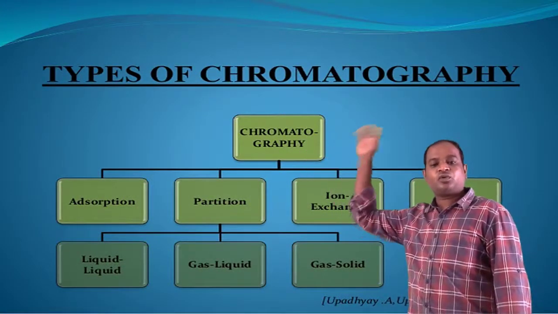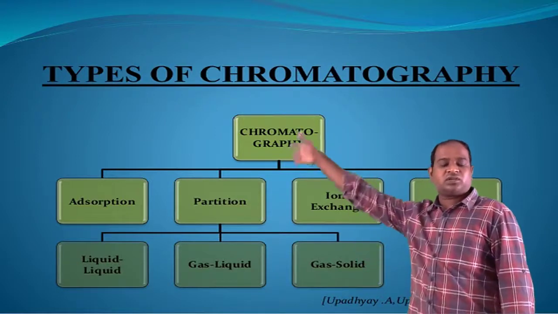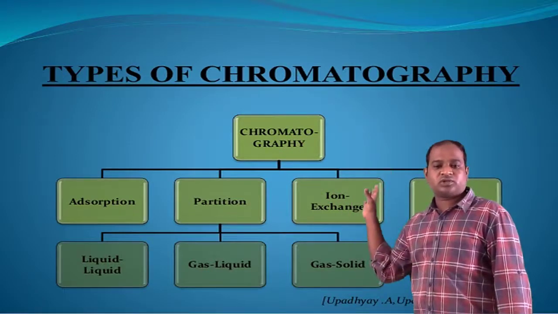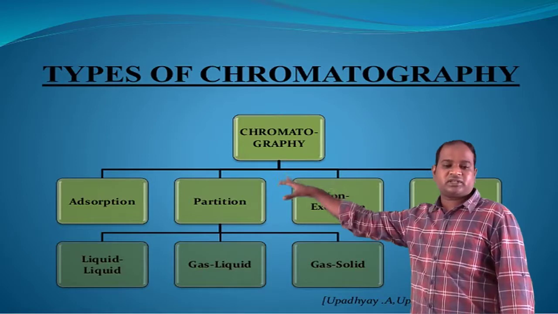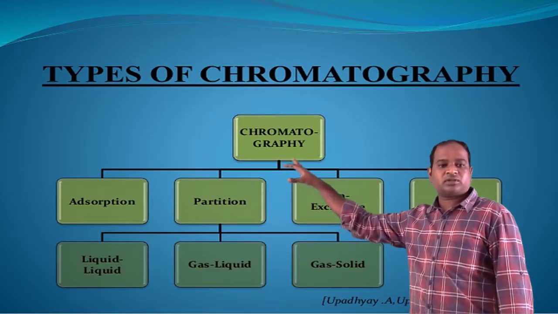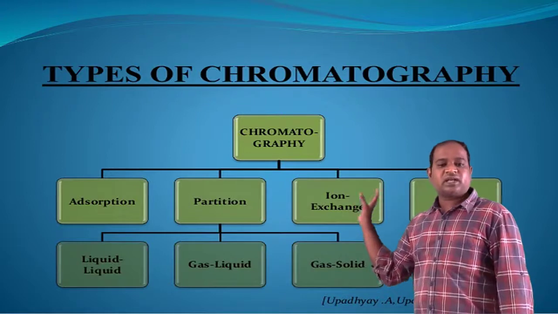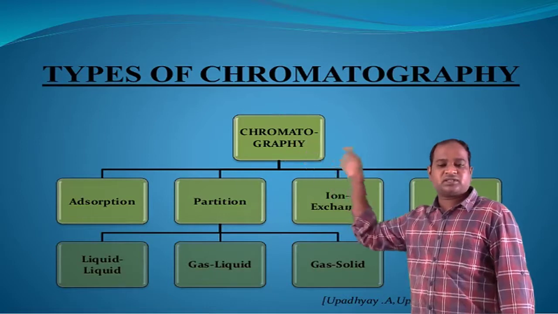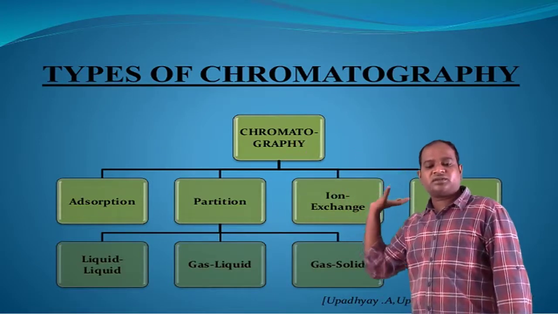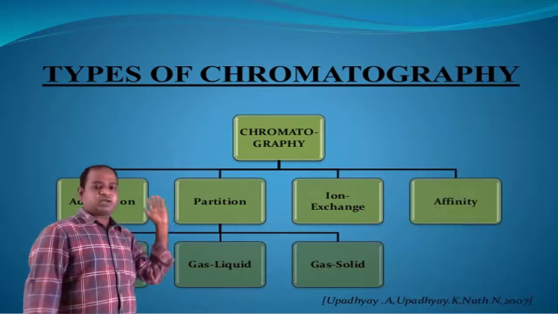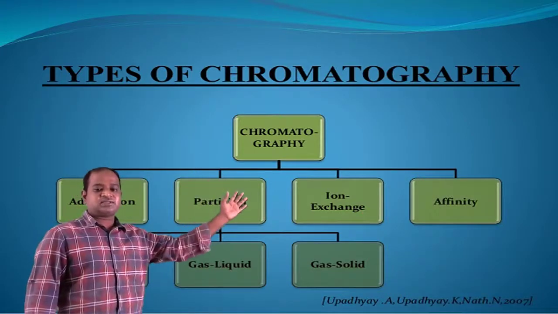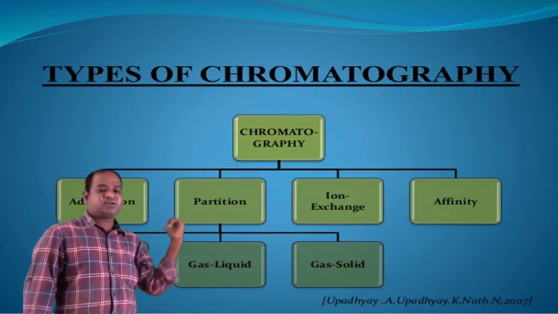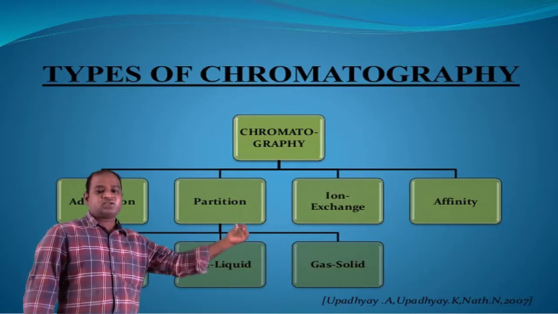Before going to this differentiation, there are mainly two types of techniques: planar chromatography techniques and column chromatography techniques. Under planar chromatography, we have two techniques: paper chromatography and thin layer chromatography. Likewise, in column chromatography, we have different techniques like affinity chromatography, ion exchange, gel permeation. The principles involved are the absorption principle, partition principle, ion exchange principle, and affinity principle. Under the partition principle, there are liquid chromatography, gas liquid chromatography, and solid chromatography.